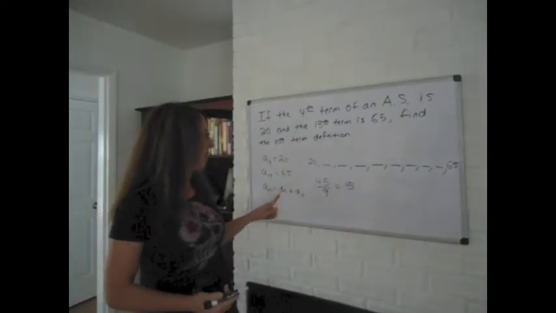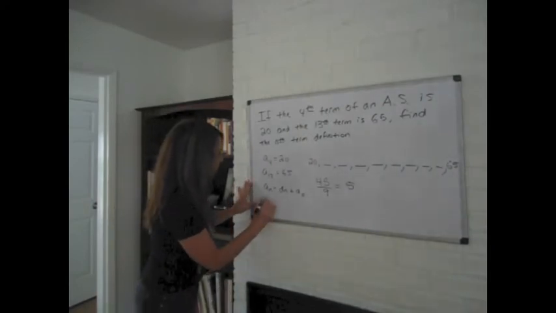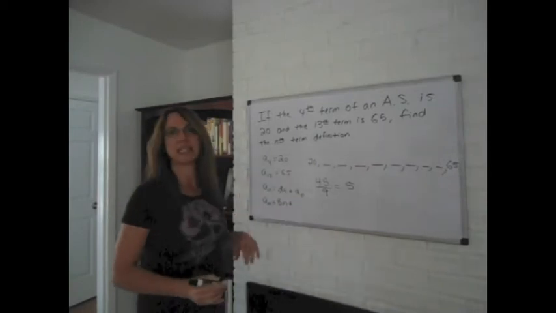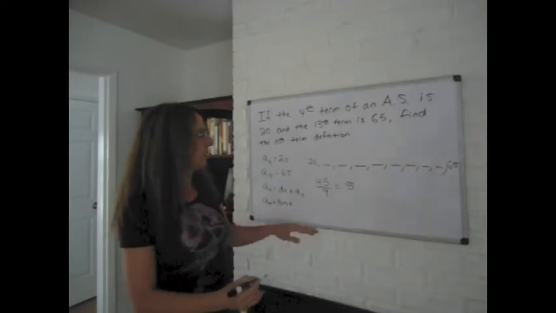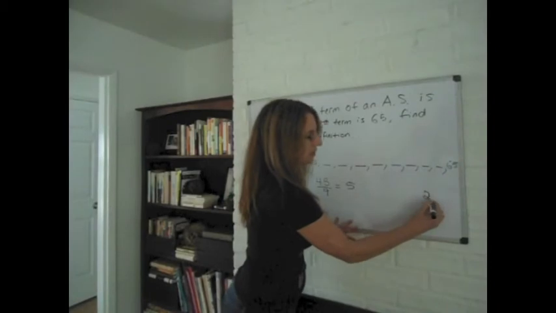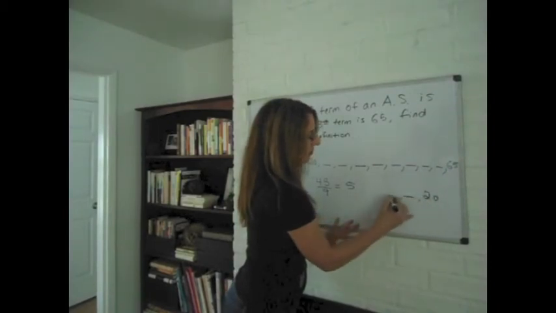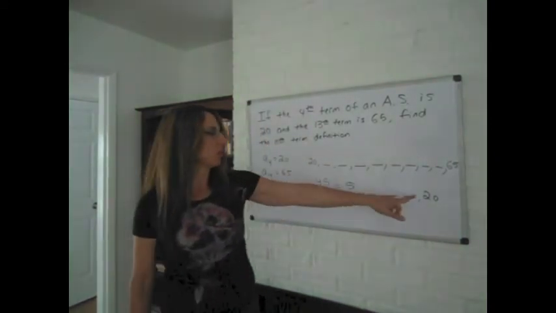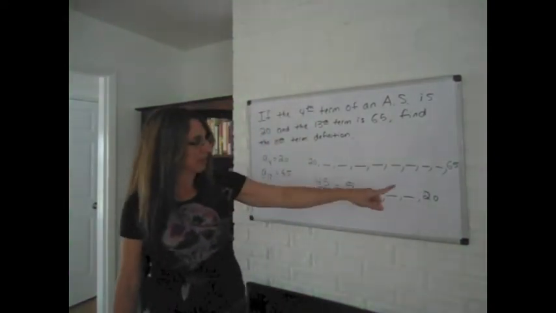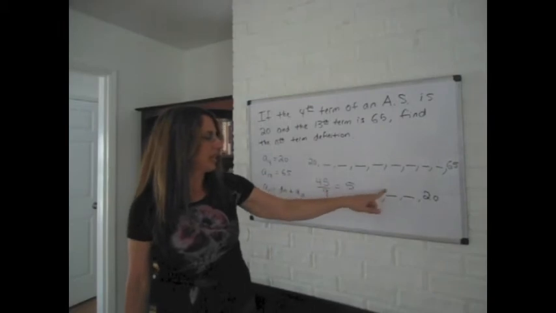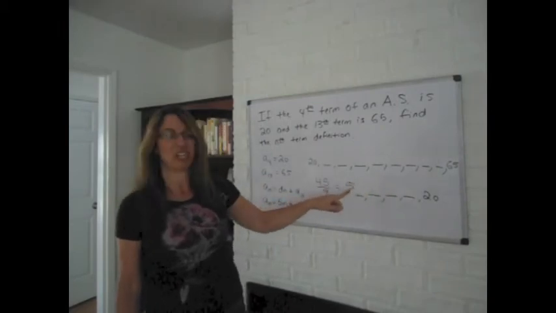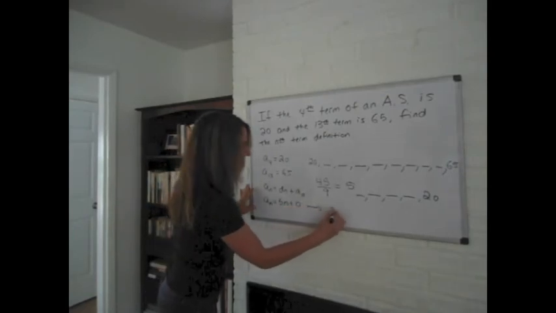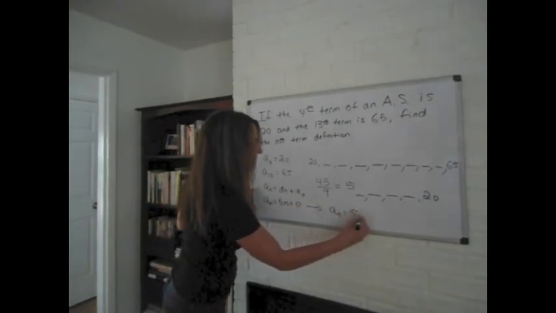So we know now that our common difference is 5, and what's left is to find a sub 0. With this one, we could say, all right, we've got 20, that's my fourth term, third term, second term, first term. There's a sub 0 right there. So each time we're going to be subtracting 5, so we'll have 15, 10, 5, and 0. So a sub 0 is 0, which leads us to the answer, a sub n equals 5n.